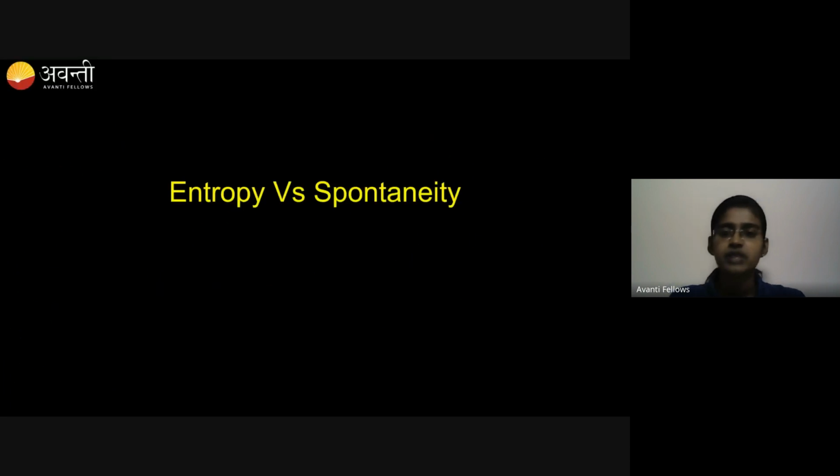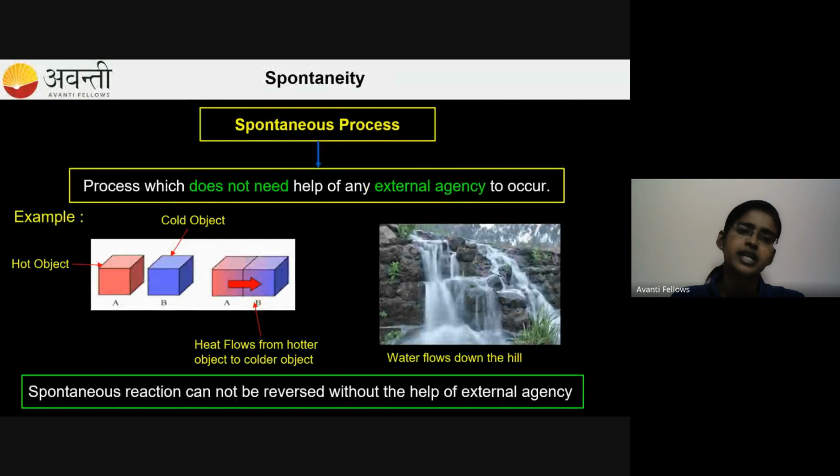Coming to entropy versus spontaneity. A spontaneous process is one which does not need any help of an external agency. In both the cases you see, when I bring this hotter object A to the colder object B, the heat will automatically transfer from A to B, right? Heat will automatically flow from hotter object to colder object. So I don't have to do anything. I'm just bringing them together and keeping them together. That's all. So it is automatically, without any external agency, the process is occurring. So those processes are called spontaneous processes.